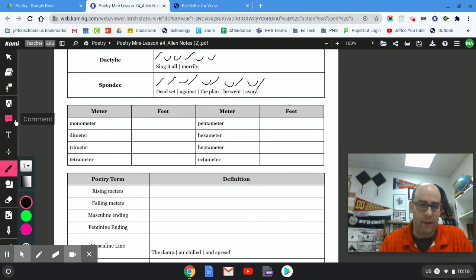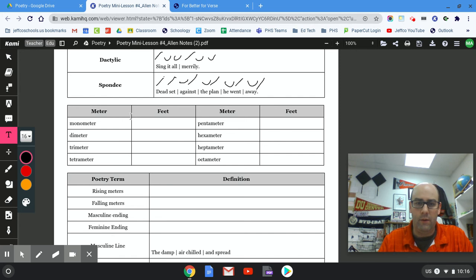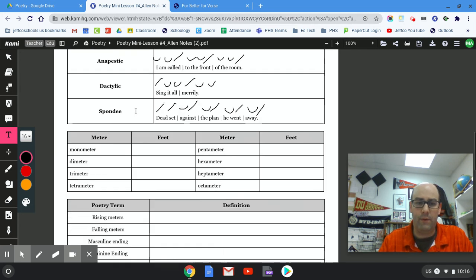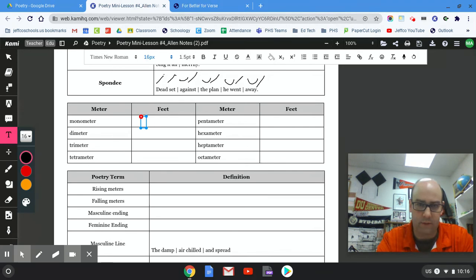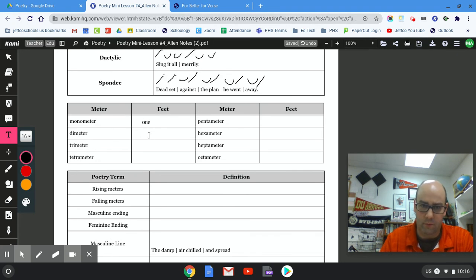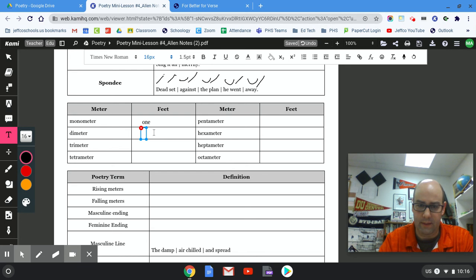All right, so now this next should be really easy. So when we look, we have these sort of lines, but then we also need to look at the meter, like how many of them are there, how many feet are in each line. So they have words for those, right? So monometer is just 1 foot. And then we have dimeter, which should be easy. That's 2. And then we have trimeter.